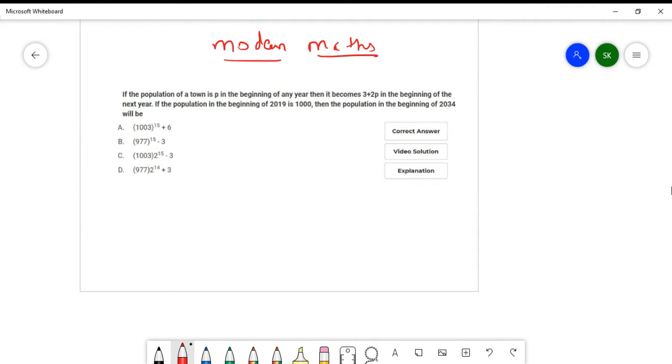Read the question carefully. If the population of a town is p in the beginning of any year, then it becomes 3 plus 2p in the beginning of the next year. Okay, if in the beginning of any year the population is p, then in the next year it turns out to be 2p plus 3. Now, if the population in the beginning of 2019 is 1000, then the population in the beginning of 2034 is?